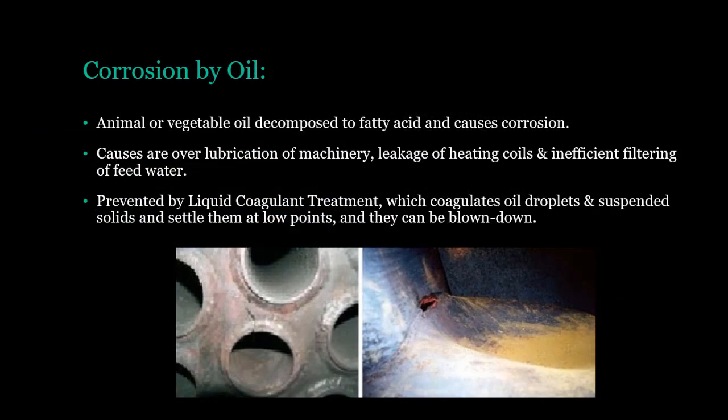Corrosion by oil. Animal or vegetable oil decomposes to fatty acid and causes corrosion. Causes are over-lubrication of machinery, leakage of heating coils, and inefficient filtering of feed water. Prevented by liquid coagulant treatment, which coagulates oil droplets and suspended solids and settles them at low points, and they can be blown down.